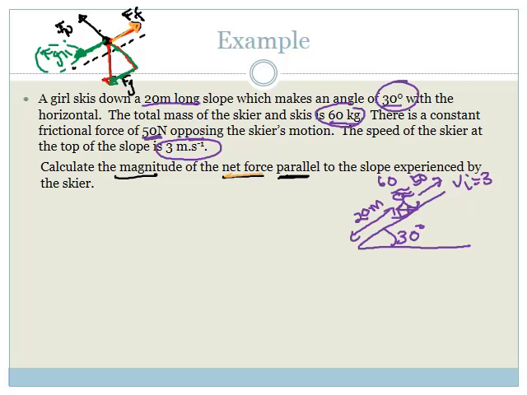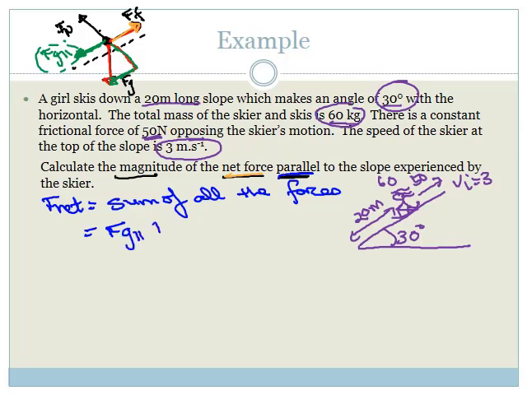It says calculate the magnitude of the net force. So what do we know? We know that the definition of net force, F net, is equal to the sum of all the forces. And remember they said the forces parallel to the slope. So that is going to be Fg parallel plus the force of friction.